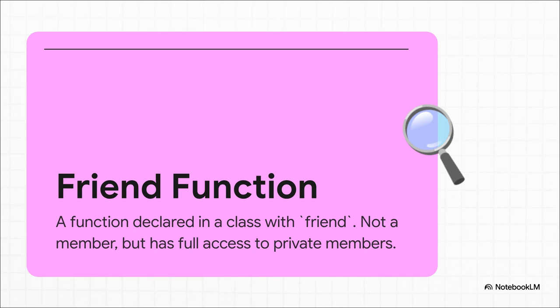A friend function is declared inside a class using the friend keyword. But here's the twist, and this is the most important part. Even though you declare it inside the class, it is not a member of that class. But, and this is a big but, it gets all the privileges of a member with full access to everything private and protected. It's a fascinating paradox.